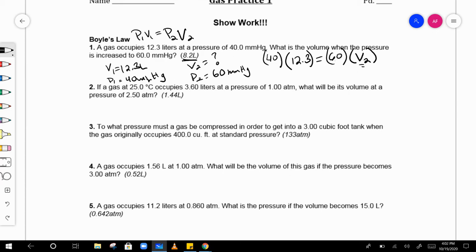Now this comes down to our algebra skills. If you struggle with algebra, you're going to have a lot of struggles with a lot of these problems. Essentially we're solving for V2, so divide by 60 on both sides. The 60 cancels out, and we get V2 equals 40 times 12.3 over 60, and you should get 8.2 liters.